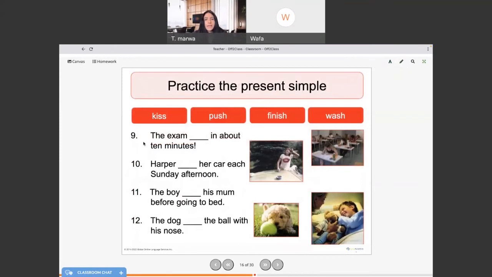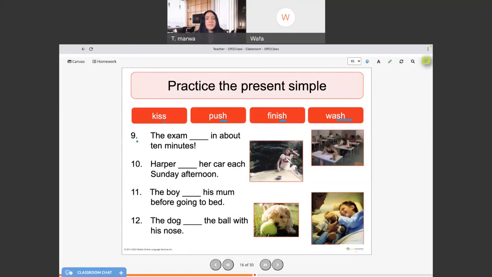Start with number 9, Wafa. But before you start, all of them are ending with what? Look here. It ends with S, SH, SH, SH. So what do I have to add if I have he, she? Yes, very good. Whenever I have a subject which is he, she, it, I have to add ES. Now you have to see which verb fits where. So fill them in the blanks. Start. 9.